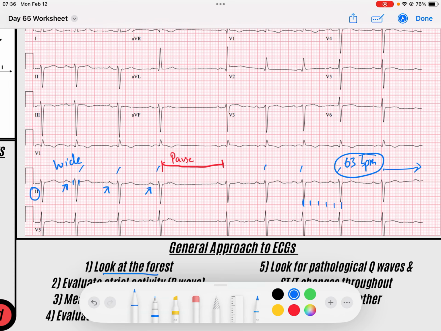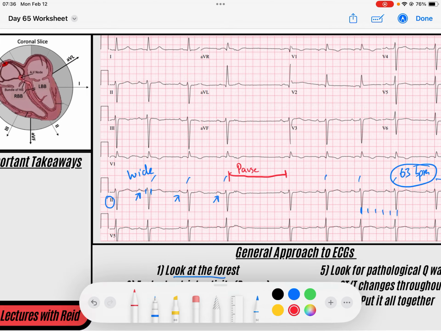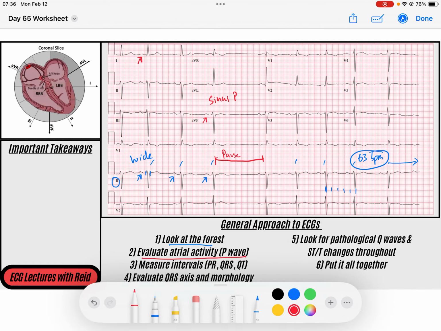Alrighty, let's start going through our algorithm. First thing I like to do is evaluate what my atria is doing, and I look at the P wave. My P wave, if you look here in lead 1, is upright. And if you look in lead aVF, it is upright. It tells me it's going down to the left, which is normal. And so this is a sinus P wave.